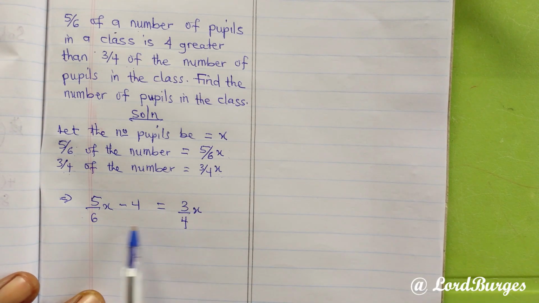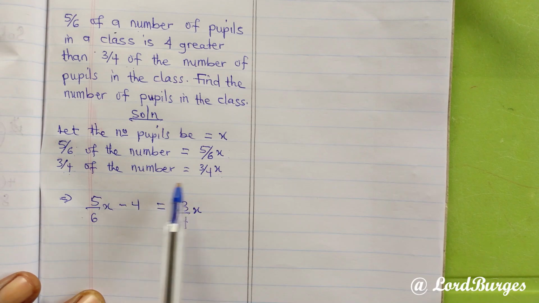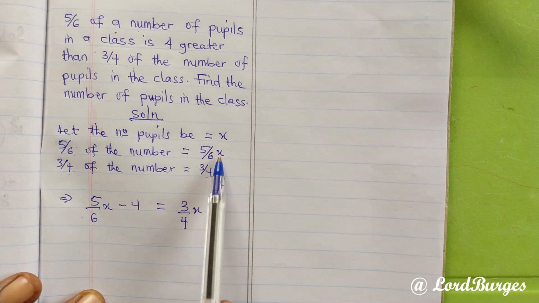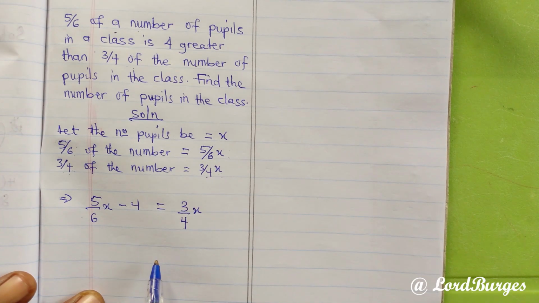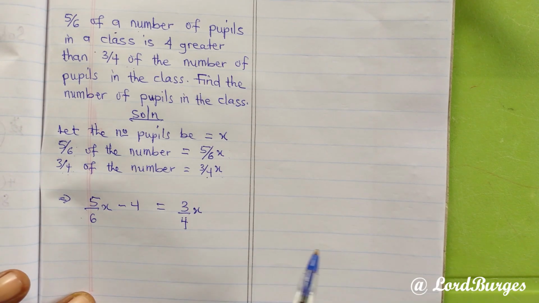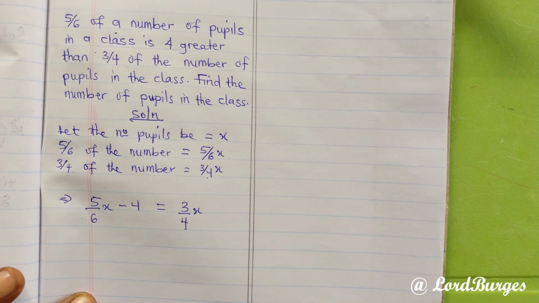And you can see that when you move the negative 4 to this side, it is the same as adding 4 to this one to get the 5 over 6. So what we have here is a type where we have fractions. Therefore, we multiply each of the terms by the LCM.